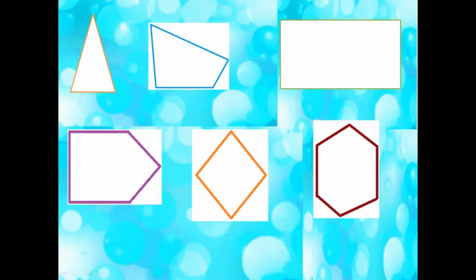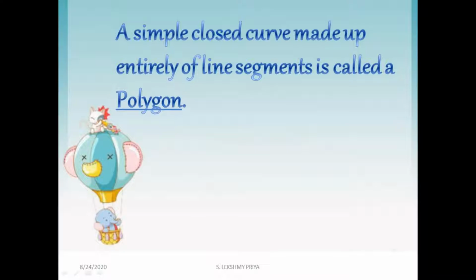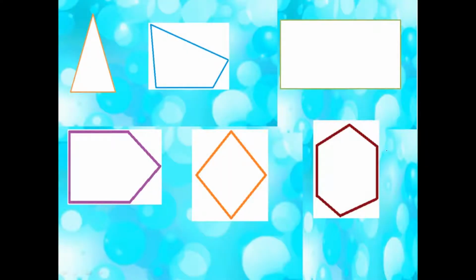Did you see some figures here? What is the peculiarity here? All have linear boundaries, right? Here the sides of the figures are straight line segments, correct? All are closed curves too. So a simple closed curve made up of line segments, we can call a polygon. Look here. All the sides are line segments and it is closed too. So these are all closed curves made up of line segments and we can call them polygons. These are all polygons, right?